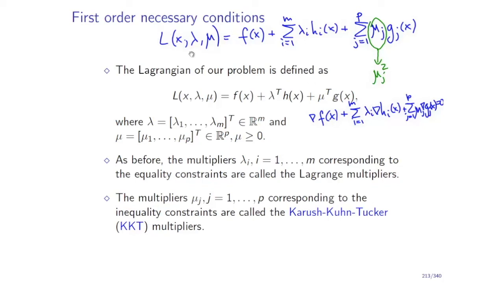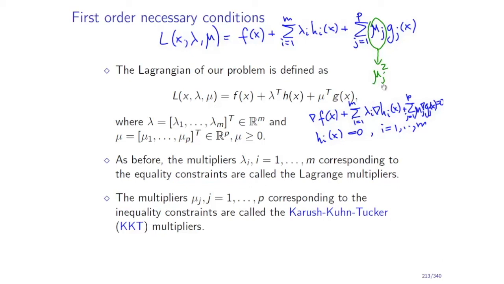Now if we take the gradient with respect to lambda by treating lambda as the variable, then these two parts don't depend on lambda, right? And the only part that depends on lambda would be here. So when I take the partial derivatives with respect to lambda_i's, I will have h_i's of x are equal to 0 for i between 1 and m. Which is just the feasibility with respect to the equality constraints, right?